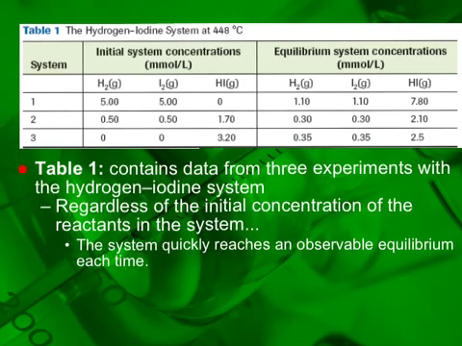We can look at the results for 3 different experiments with our hydrogen iodine system. In our first set of experiments, if we place only the reactants, hydrogen and iodine gas, into the flask and no products, at equilibrium we find that there are going to be fewer molecules of hydrogen and iodine gas and many more molecules of the product, hydrogen iodide.